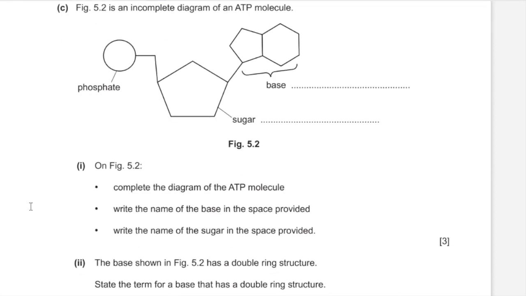Figure 5.2 is an incomplete diagram of an ATP molecule. Complete the diagram of the ATP molecule. ATP stands for adenosine triphosphate, so you'd need 2 more phosphate molecules to complete the 3. And write the name of the base in the space provided. This would be adenine, and the name of the sugar is ribose.